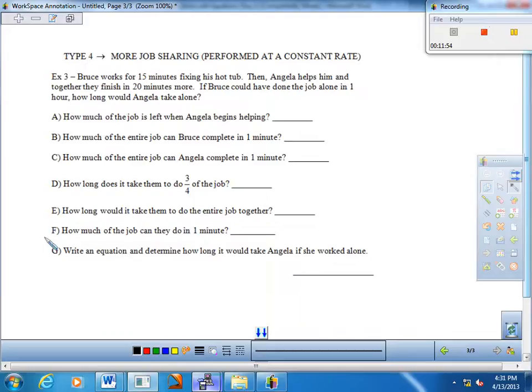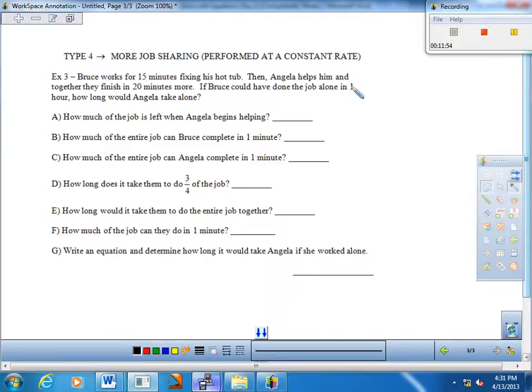Example 3. Bruce works for 15 minutes fixing his hot tub. Then Angela helps him, and together they finish in 20 minutes more. If Bruce could have done the job alone in an hour, we'll go 60 minutes on that, by the way, so let's get everything in uniform time. So in 60 minutes, how long would Angela take alone? All right, very cool. One thing we have to be concerned about here is that part of the job is done independently before they start working together.